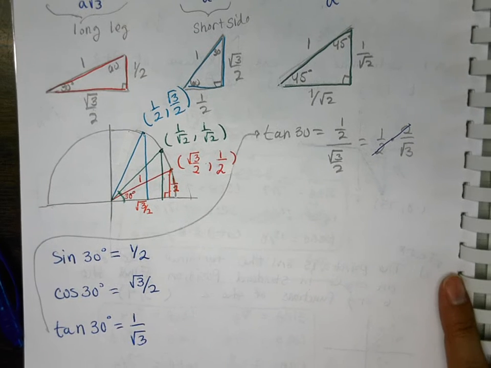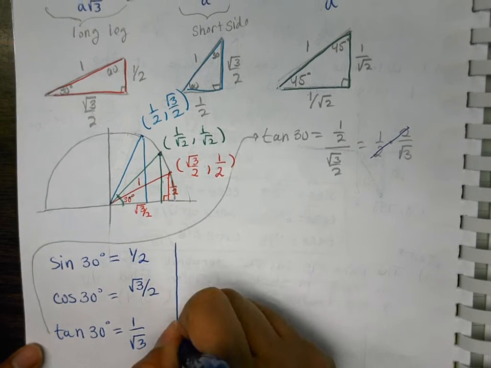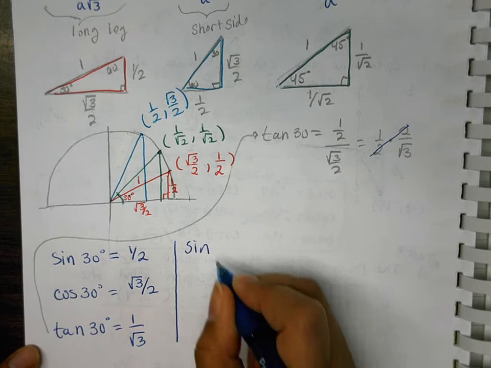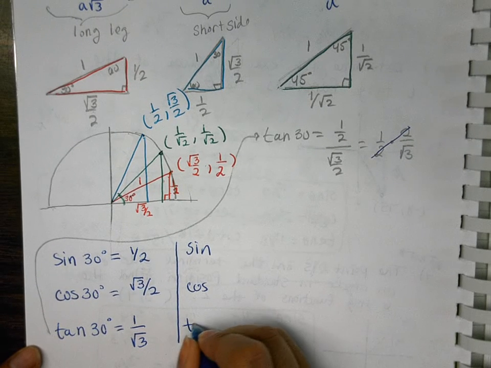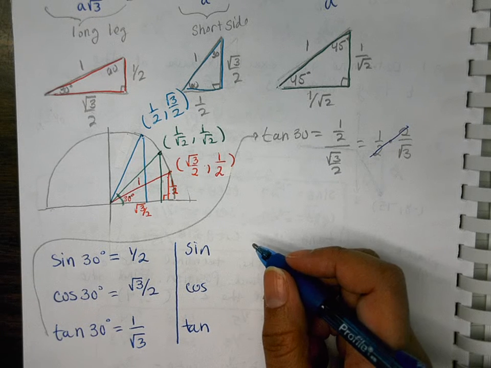Okay, what are we going to do next? Sine, cosine, tangent of what? 60. Sine, cosine, tangent of, do you guys want to do 60 or 45 first? 45.